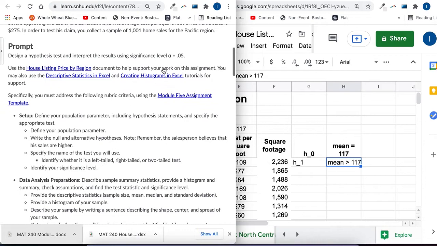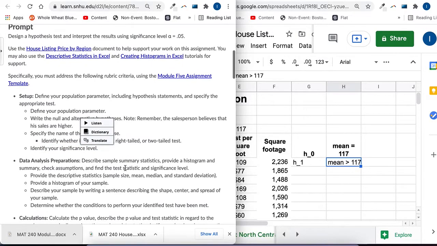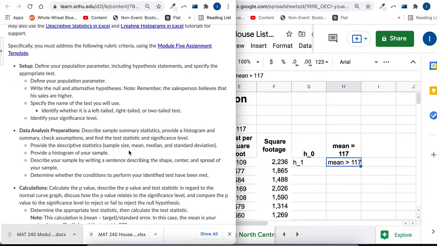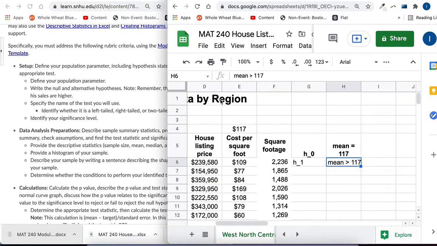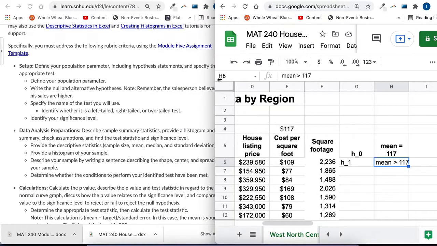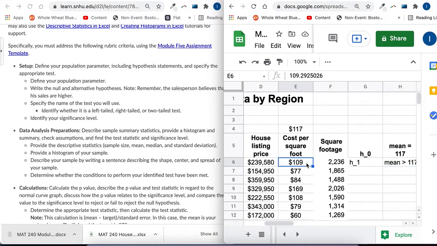Identify your significance level. They say it right up here. Your alpha is 0.05, so that's the significance level you're going to use. Data analysis preparation. Describe the sample summary statistics. Okay, so it sounds like they're looking for us to just do what we did in the other assignments: calculate a mean, a standard deviation, and a histogram.